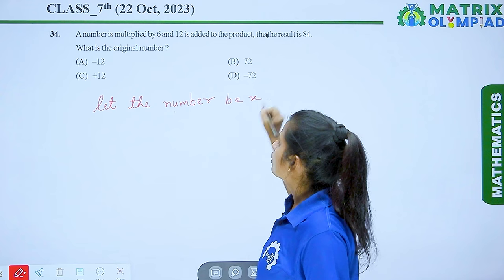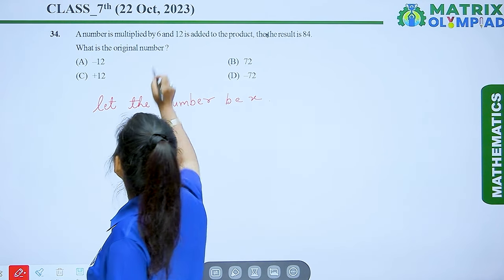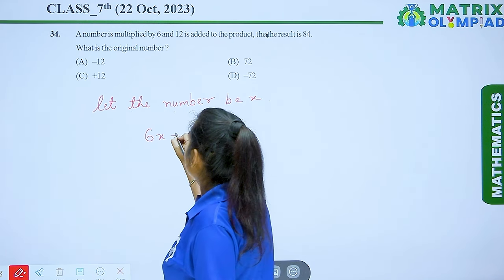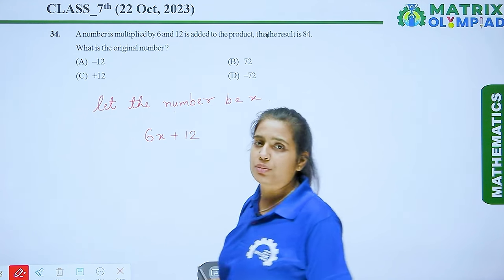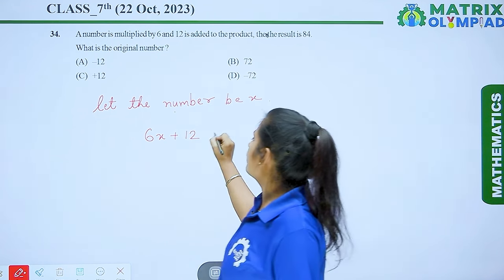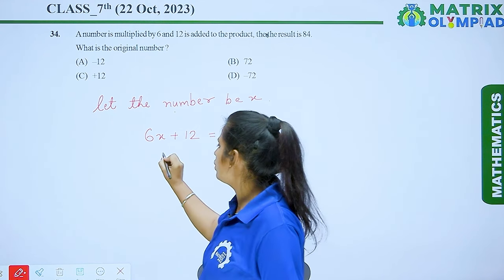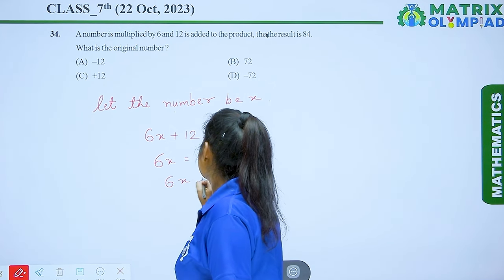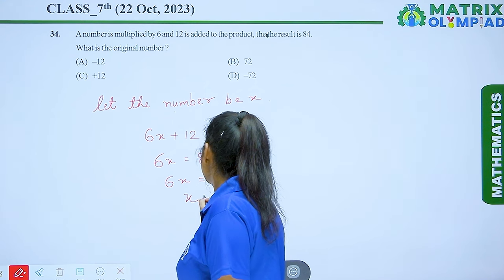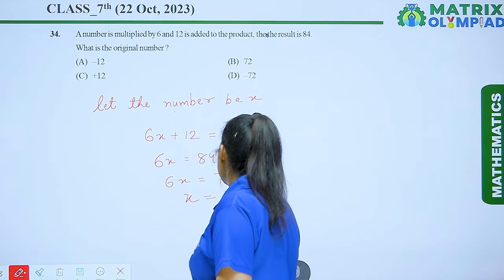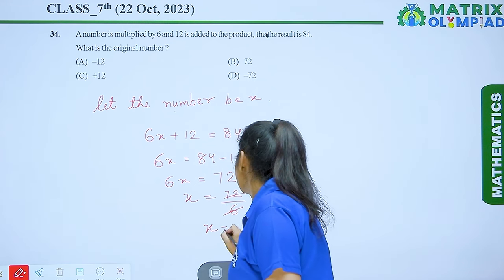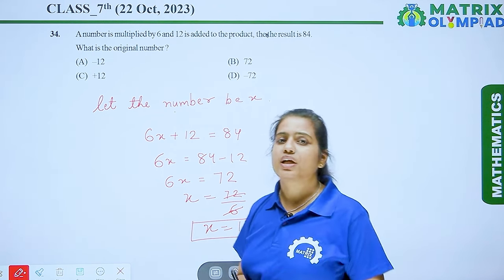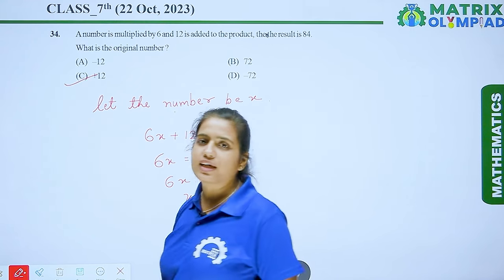Let the number be X. So according to the question, a number is multiplied by 6. It means 6X, and 12 is added to the product. Then the result is 84. Equal to 84. Now we have to solve this equation. 6X is equal to 84 minus 12. 6X is equal to 72. X is equal to 72 upon 6. After cancellation, we get 12. So here the value of X, or we can say the original number, is 12. So here option C is the correct answer.